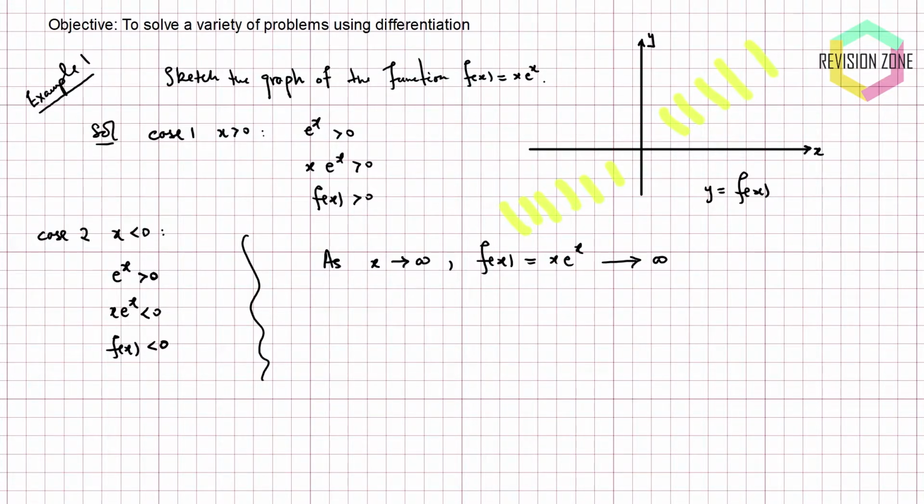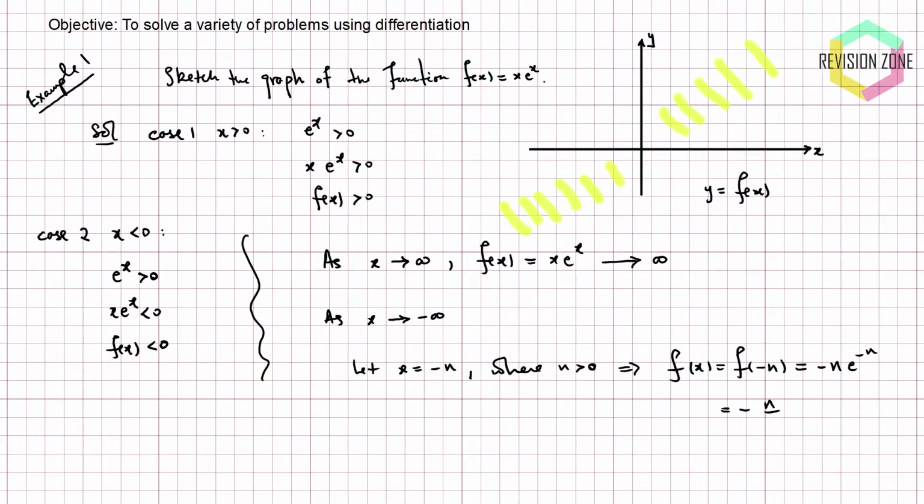So let's consider what happens as x tends to negative infinity, right? To be able to think about this, we might want to say let x be minus n, where n is technically positive. So since x is minus n and n is positive, then x is negative. So now we can say f of x is going to be f of minus n, which is going to be minus n e to the minus n, which is nothing other than minus n over e to the n.